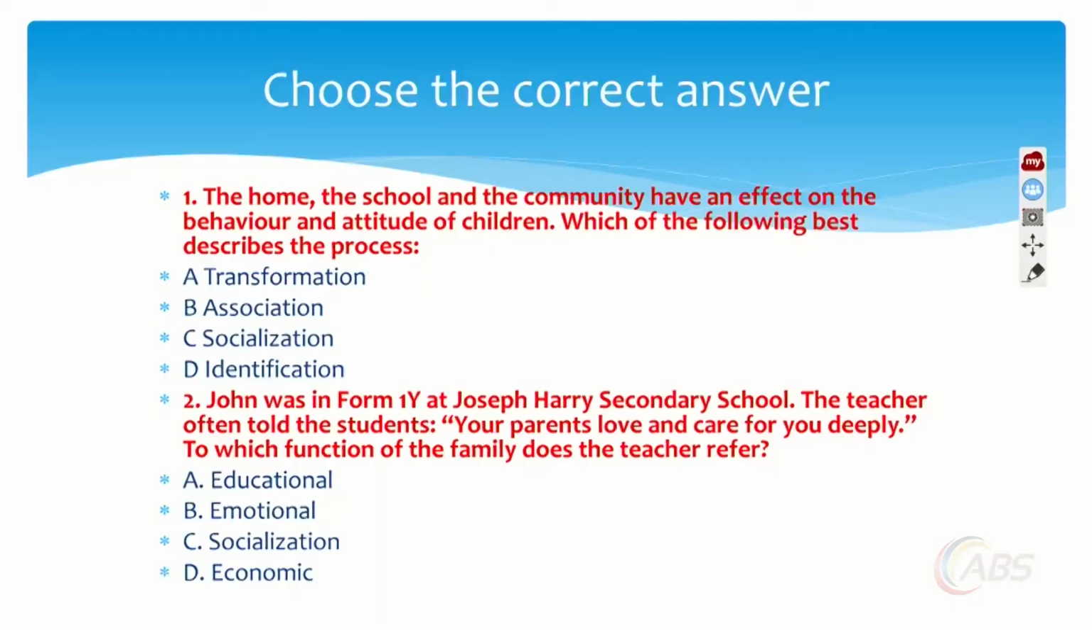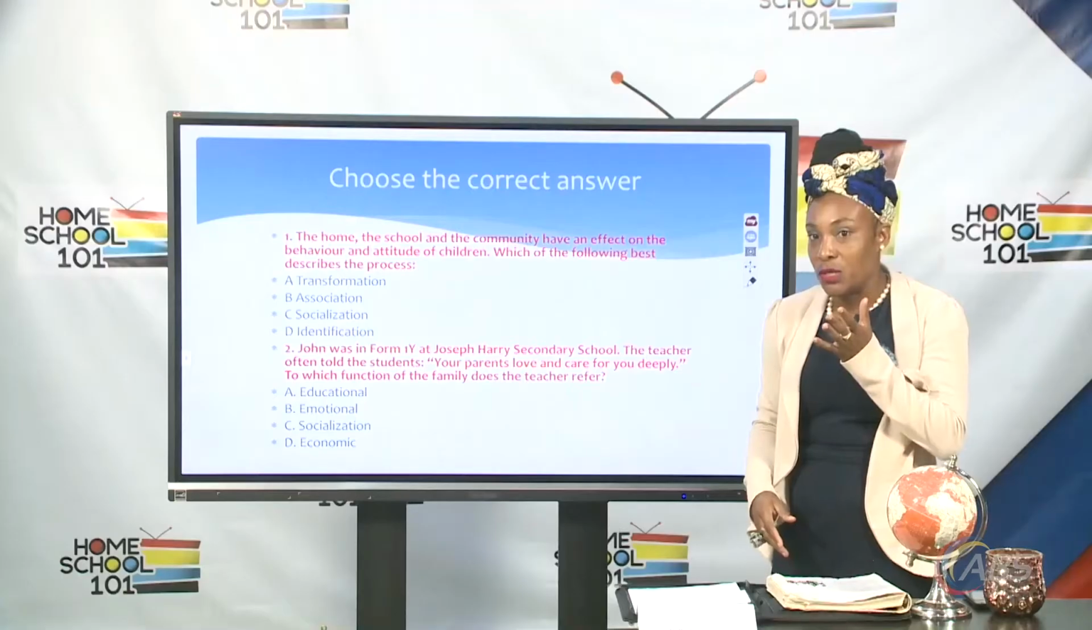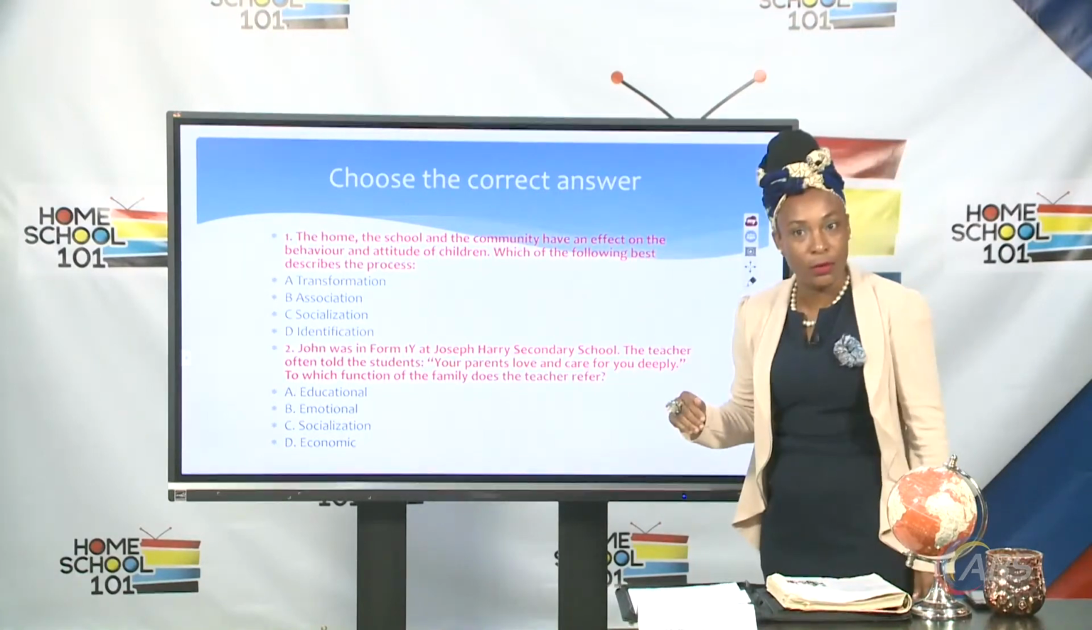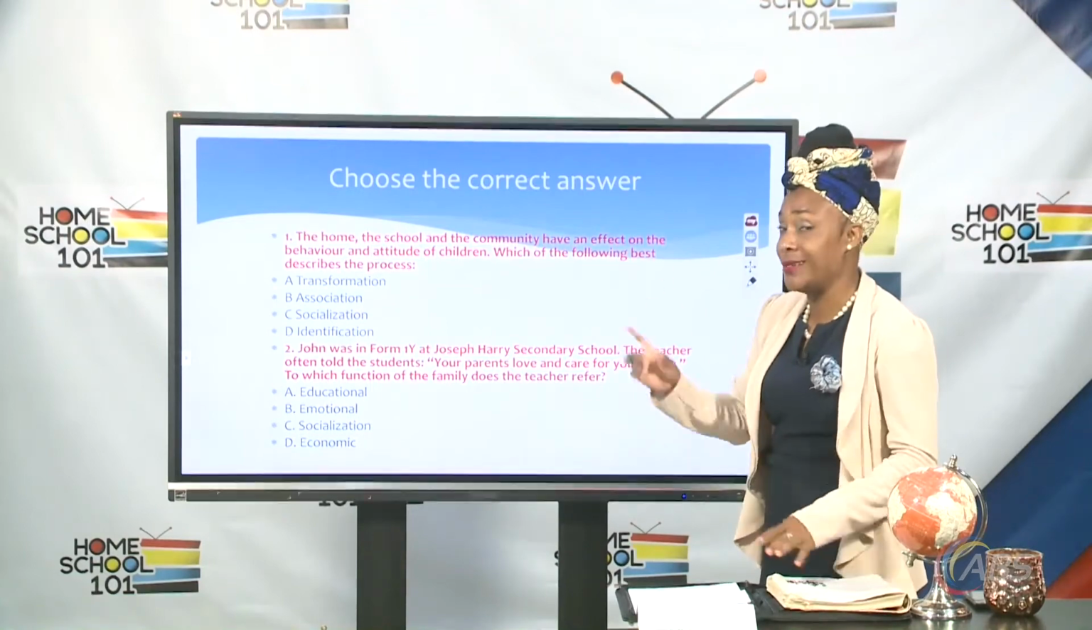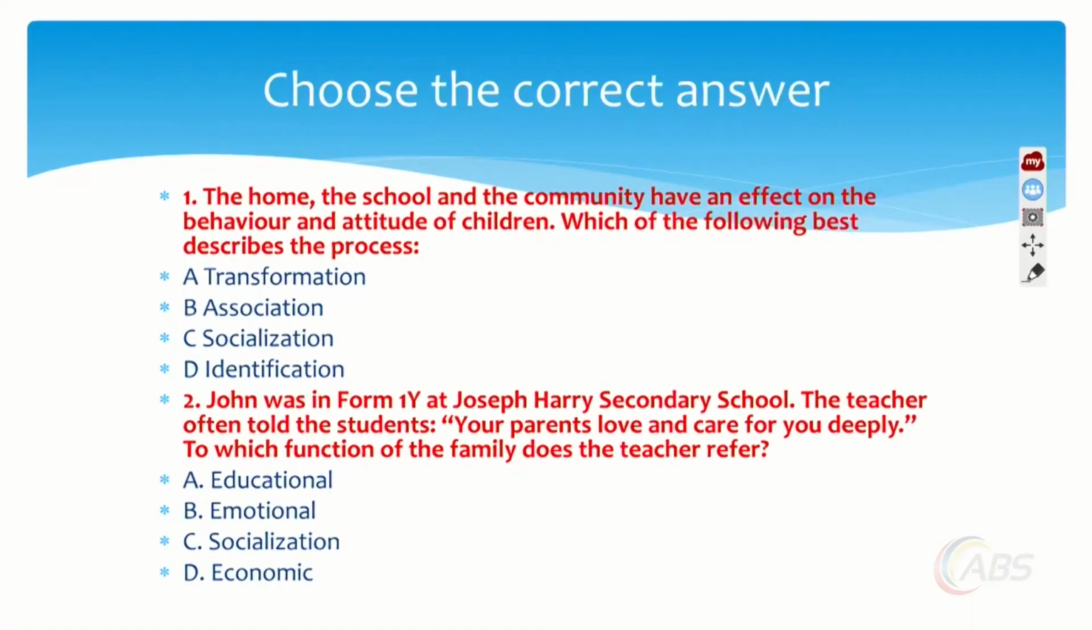Now, the first question, or statement: the home, the school, and the community have an effect on the behavior and attitude of children. Okay, which of the following best describes this process? Remember the video we just watched and the different functions we went through about the family. You should have your little notes jotted down. This can help you to answer the question and get it correct. Okay, so we have A, transformation, B, association, C, socialization, and D, identification. Now we can go back to your statement.